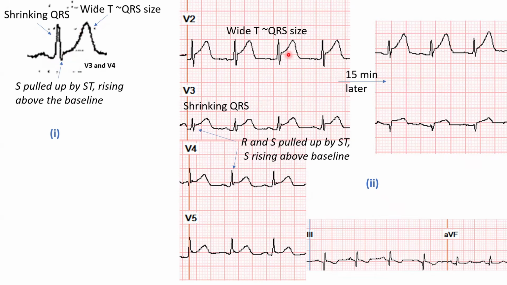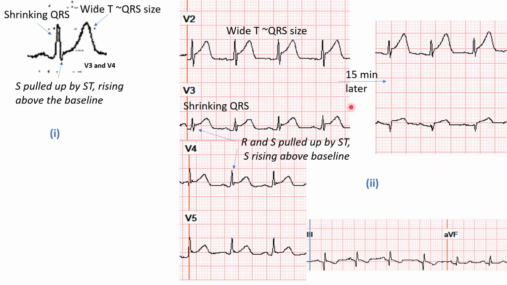This is such a case where you have ST elevation along with a wide and relatively large T that approximates the QRS size in lead V2 and even more so in lead V3. And in V3, you have that terminal QRS distortion, that S wave that is getting pulled above the baseline. And as it is always important in those subtle STEMIs, always repeat the EKG 5 to 15 minutes later, multiple times potentially, and see the progression.